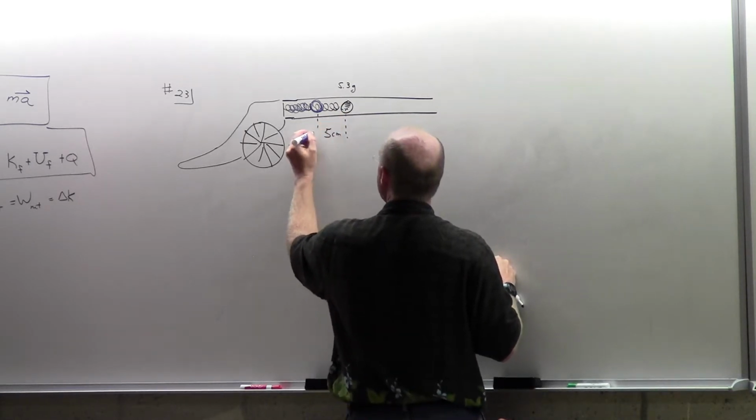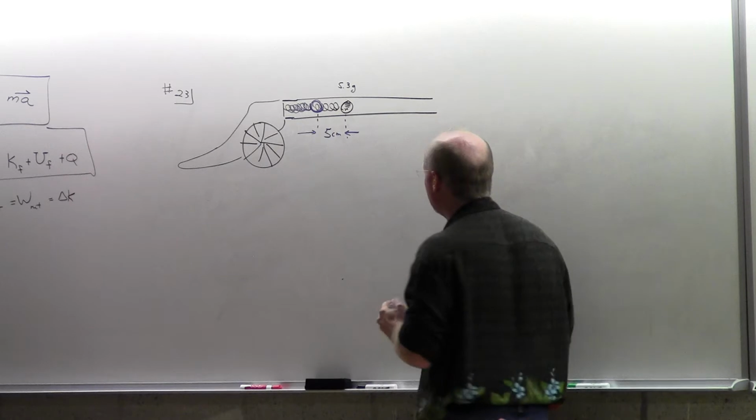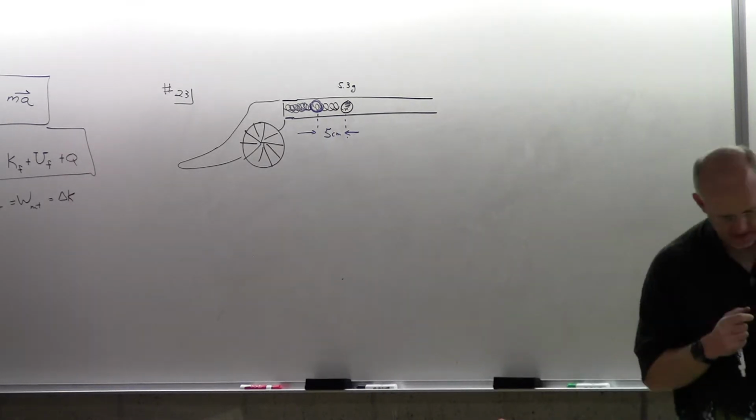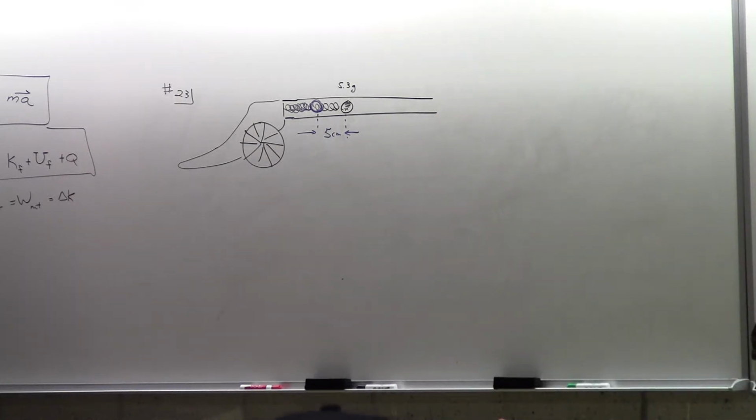But they gave me that number, I think, here. Let's go back and read it. I think they said you push it back 5 centimeters. It says, a toy cannon uses a spring to project a 5.3 gram rubber ball. They say soft rubber ball. I'm glad. I don't want anyone to get hurt.